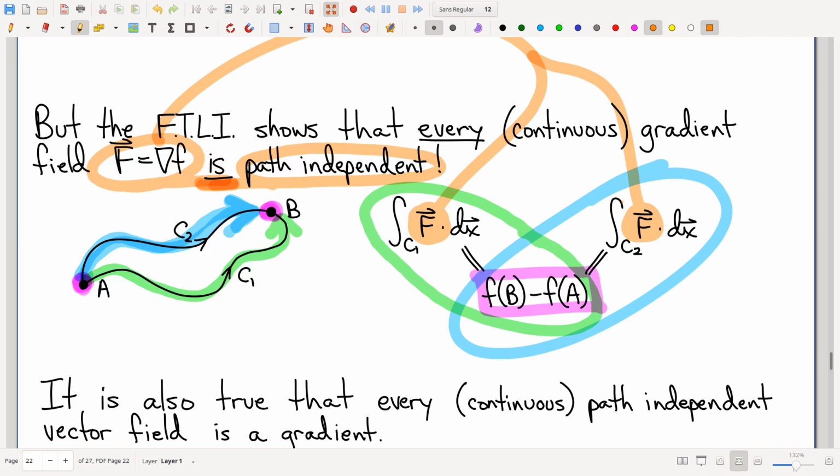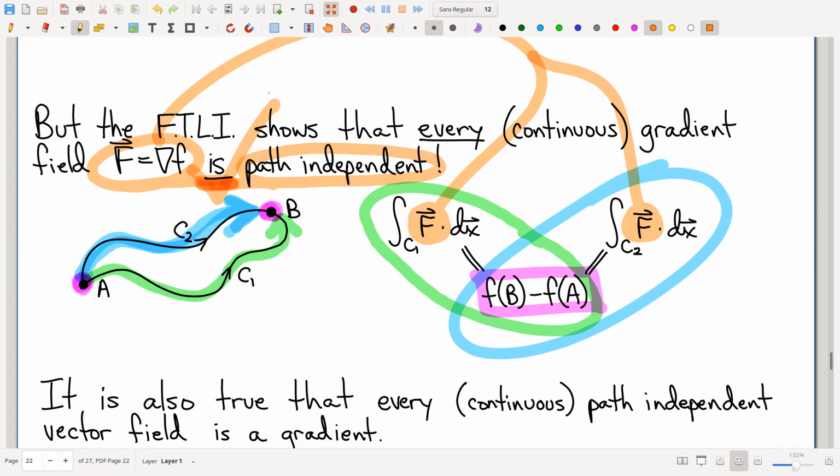So why do we get the same answer for these two line integrals? Well, because the fundamental theorem computes both of them looking at the same starting and ending points. So that's the big idea. This demonstrates for us that every gradient is path independent. So not only does path independence happen, it happens a lot. Everybody good? That makes sense?